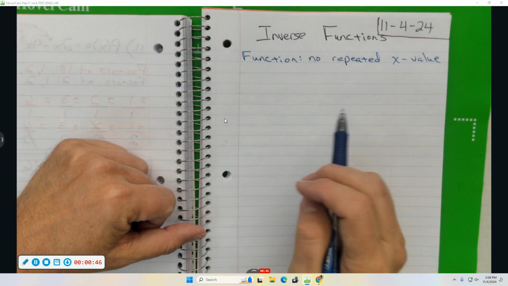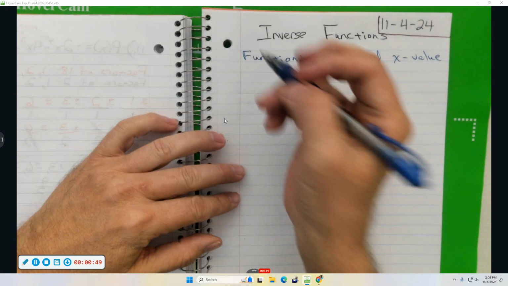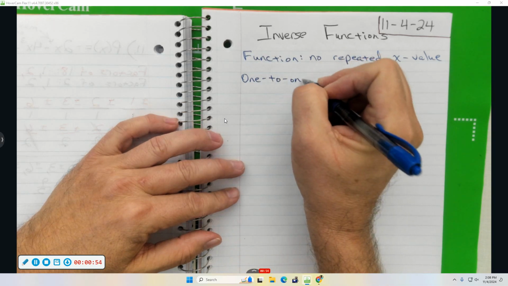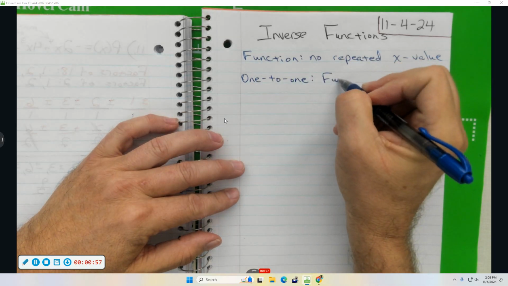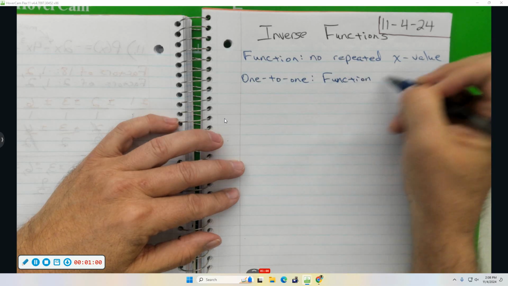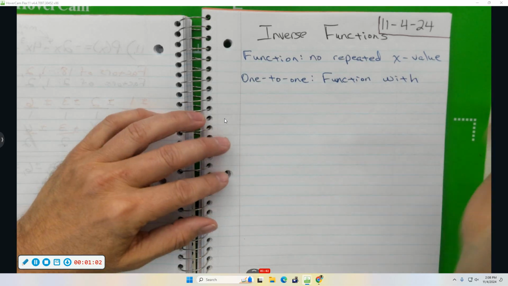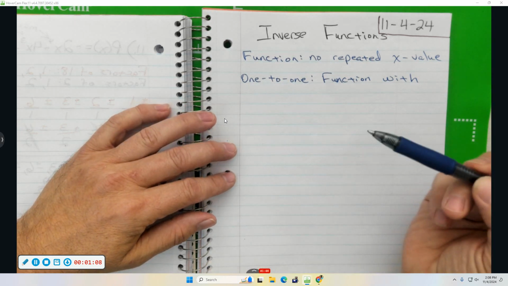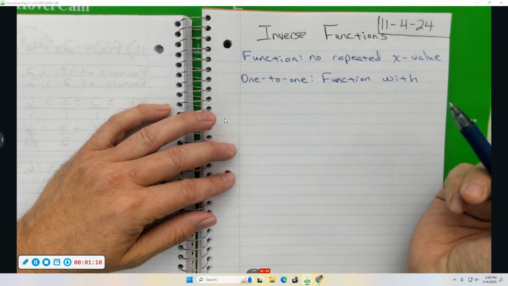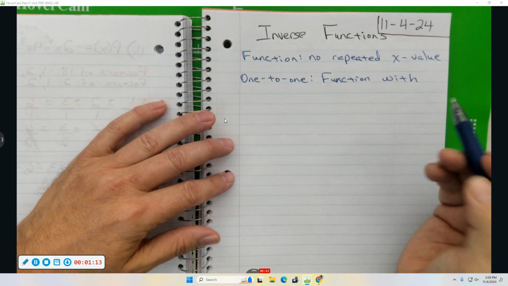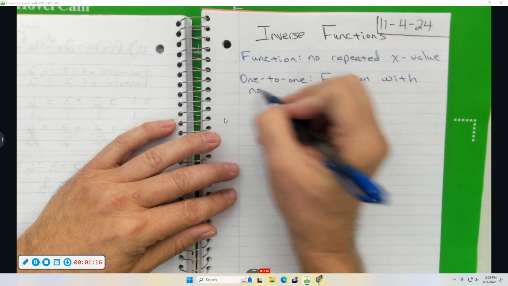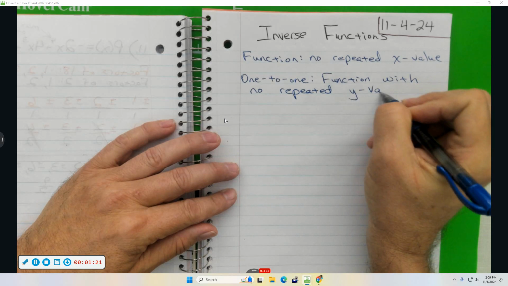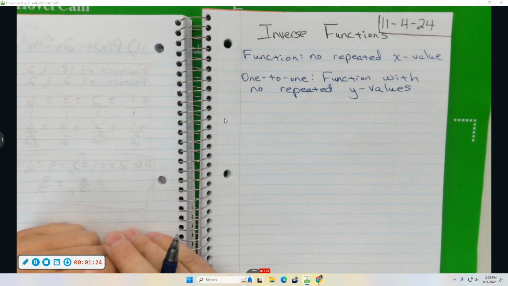Now there's a special type of function that we're going to be looking at today called a one-to-one function. That's a function with no repeated y value. It's exactly what you would expect from the phrase one-to-one. For every x, there's one and only one y, and for every y, there's one and only one x. So I'll say a function with no repeated y values.